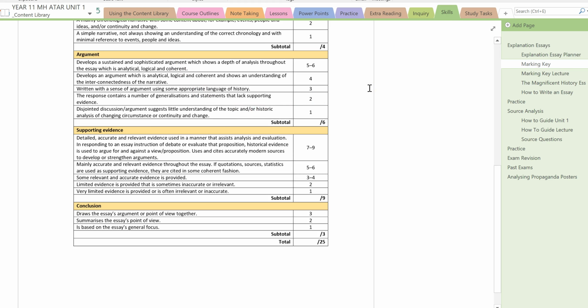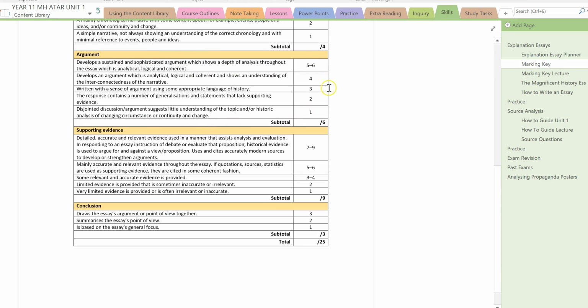It needs to be analytical, logical, and coherent. So your argument must build from the first paragraph down to the third and make some kind of sense, making judgments on these events in history or these people and their impacts and backing them up with evidence. So you can actually get a whole 6 marks on the strength of your argument.